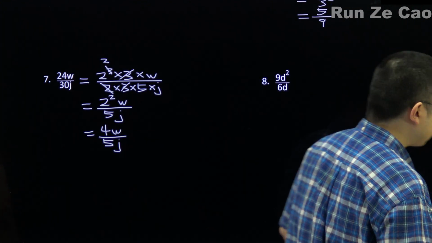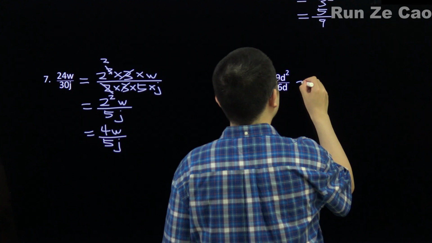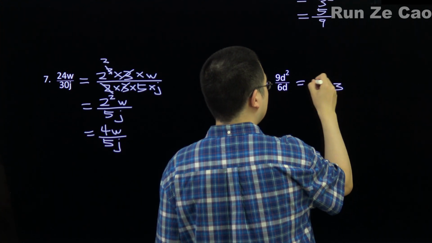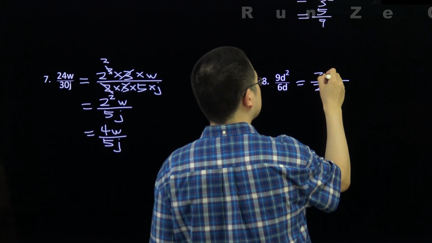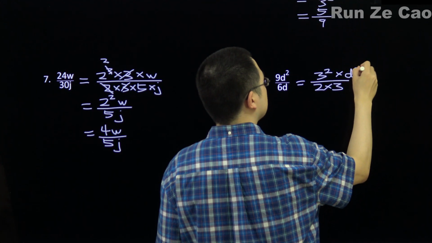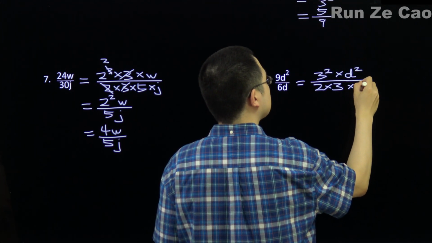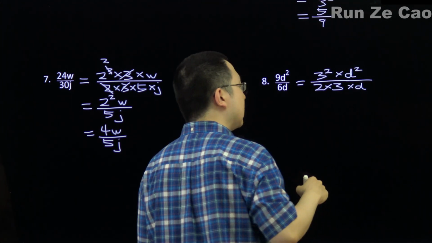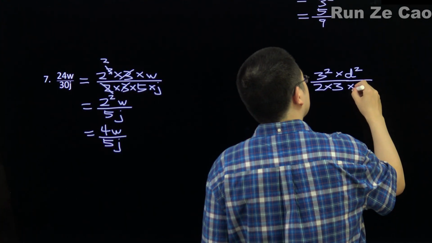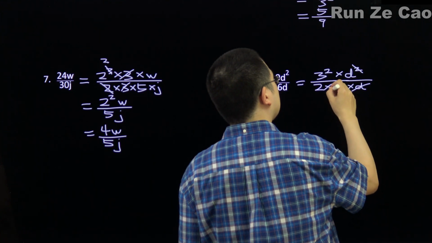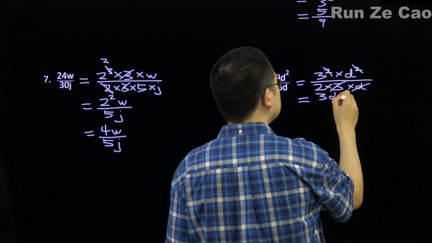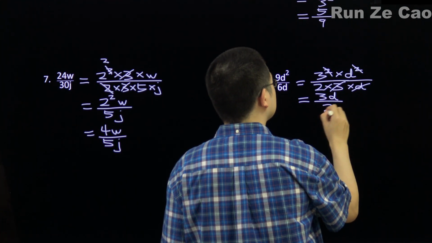9D squared over 6D. Well, we know that 6 is 2 times 3. And 9 is 3 squared. Times D squared. And here times D. We treat a variable like we would treat a prime factor. So we cancel out a D, and we cancel out a 3, and we end up with 3D over 2.